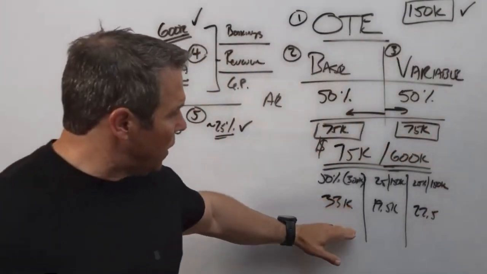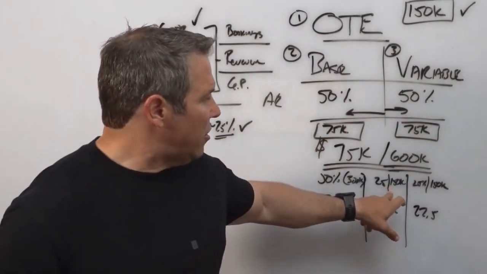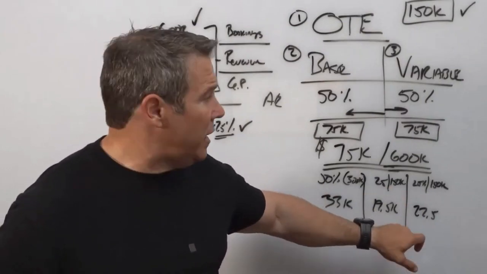So first 300K that's generated, sales rep's going to make 33 grand. Second 150K that they generate, they're going to make 19.5K.